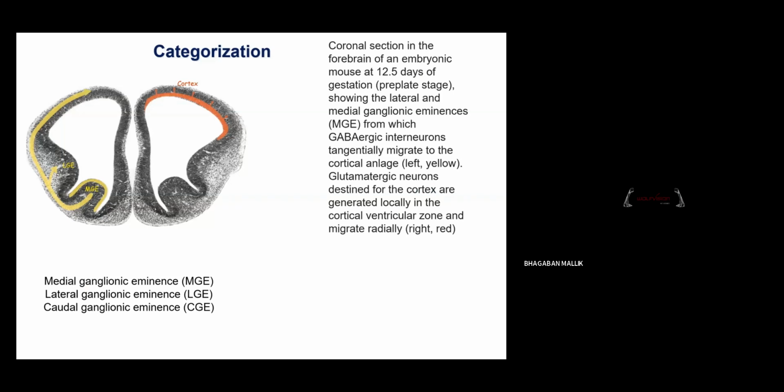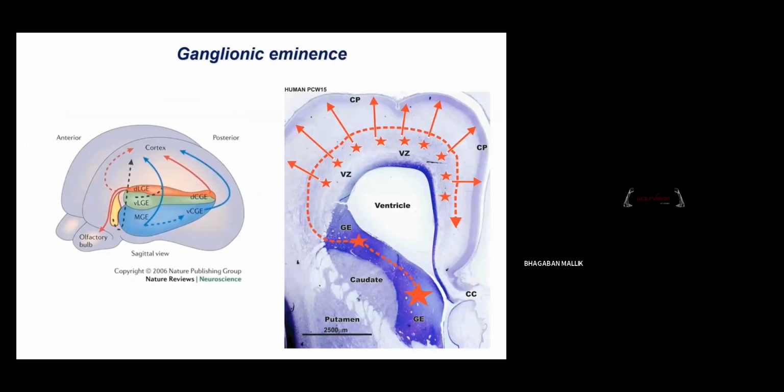The ganglionic eminence is divided into three distinct parts. One is the medial ganglionic eminence, which is called MGE, located here, and this is the lateral ganglionic eminence, located here. And you also have the caudal, which is not shown. This is a coronal section of the mouse embryo, 12.5 days. The important thing to remember is that, in the next slide, this is again the sagittal section.